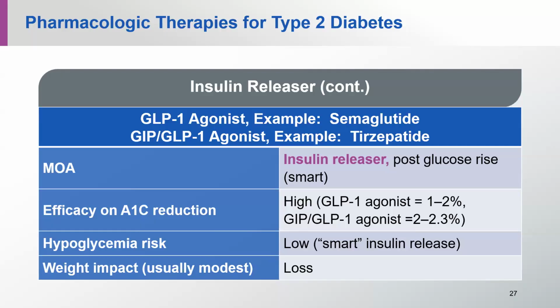And you could see 1 to 2% for the GLP-1 agonist and 2 to 2.3% for the GIP GLP-1 agonist. Hypoglycemia risk, very low because this is smart insulin release. And something that I will often mention when I'm teaching this with students is to say, when you're considering drugs with hypoglycemia risk, ask yourself, would you prescribe something like a sulfonylurea to a person who is an RN who works rotating shifts and eats catch-as-can?